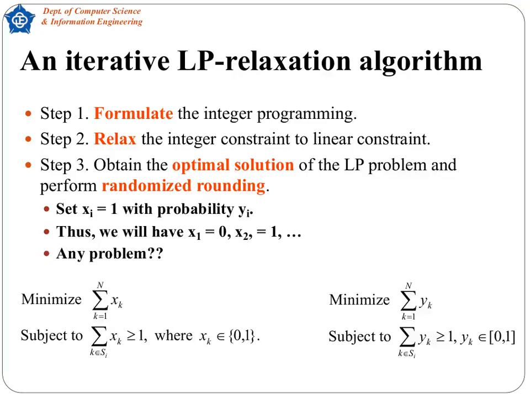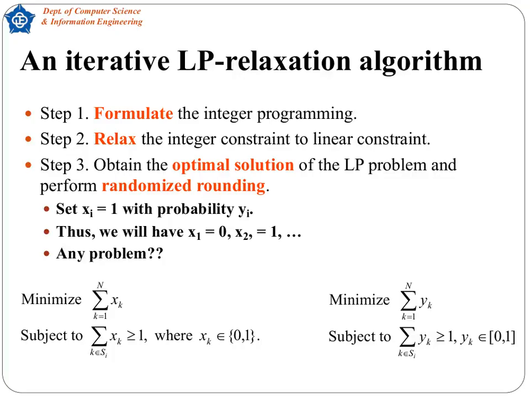Building on our previous discussion, let's walk through our 3-step LP relaxation algorithm. First, we cast the covering problem as an integer program. We minimize the sum of binary variables x, ensuring that for each set S, the total of its x's is at least 1. Next, we relax the integrality requirement and let each variable y range freely between 0 and 1, producing a linear program with the same objective and covering constraints.